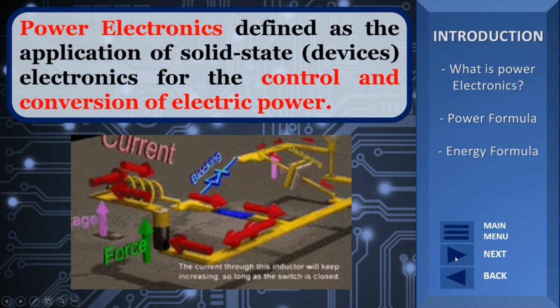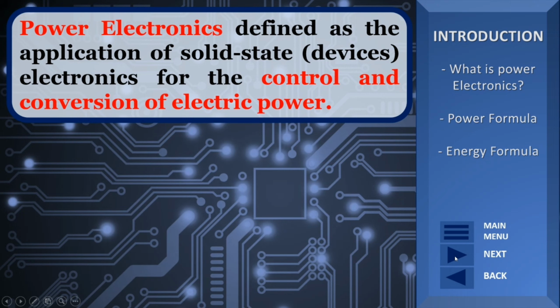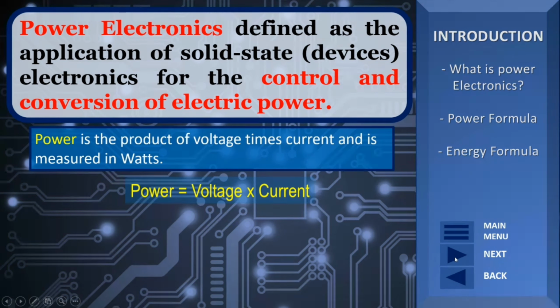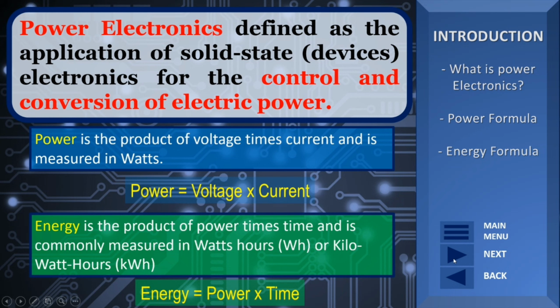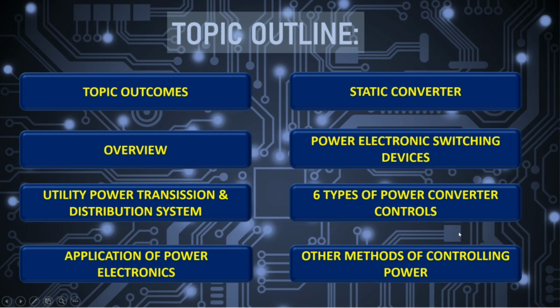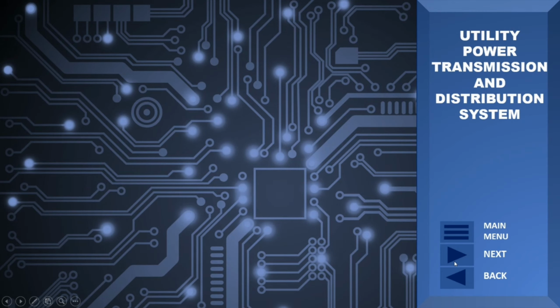What basically is power? Electric power is measured in watts and is calculated as the product of instantaneous current and instantaneous voltage. Energy, on the other hand, is the product of power over a period of time and is measured in watt-hours. So before we proceed to the conversion, utilization, and different methods of controlling power, we must first know how to generate, transmit, and utilize power.